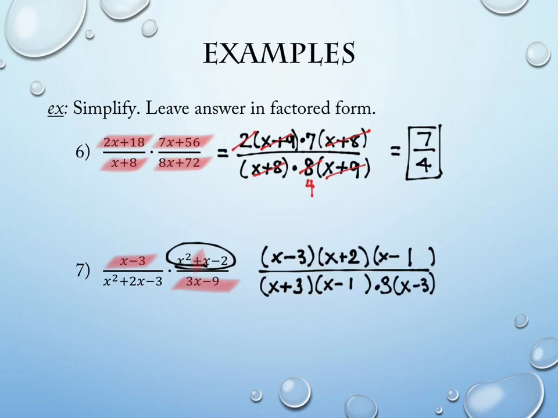Okay, comparing from top to bottom, what reduces? X minus 3's. Yep. It's okay. That's it, yeah. So my numerator is x plus 2. My denominator is 3 times x plus 3.